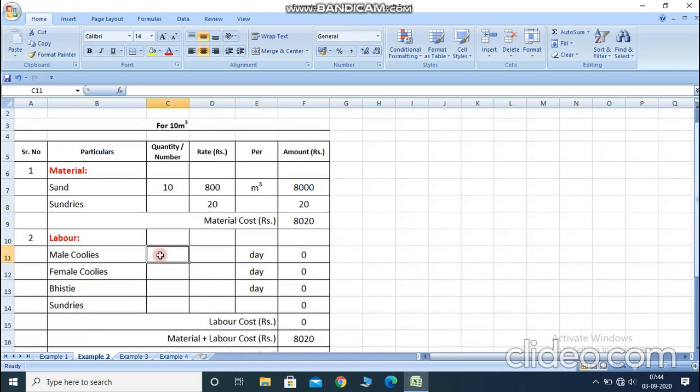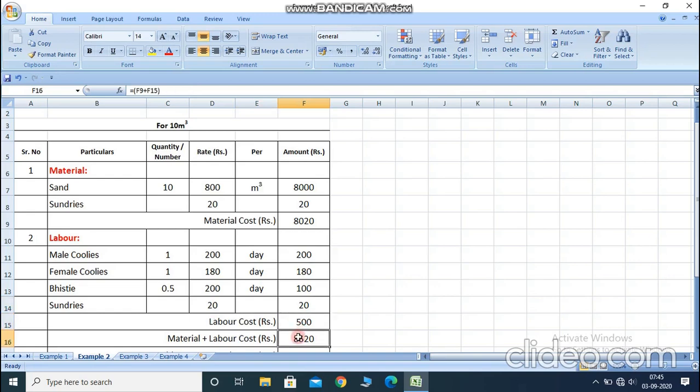Then we require labor: male coolie, female coolie, bhisti. The number of labor required is one male coolie, one female coolie, and 0.5 means half day of bhisti. One by one we take the rates as per the book: 200 rupees for male coolie, 180 rupees for female coolie, 200 rupees for bhisti, and extra cost 20 rupees. So male coolie 200 multiplied by 1 is 200, 180 multiplied by 1 is 180, and 200 multiplied by 0.5 means 100 rupees. Here the per day value of labor is given, and extra cost is given. After total addition, the total labor cost is 500 rupees.